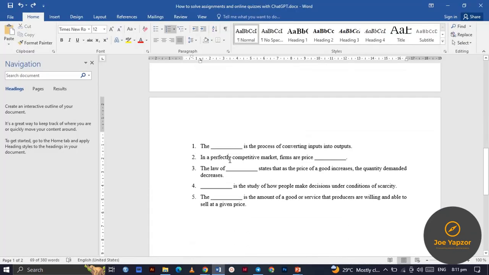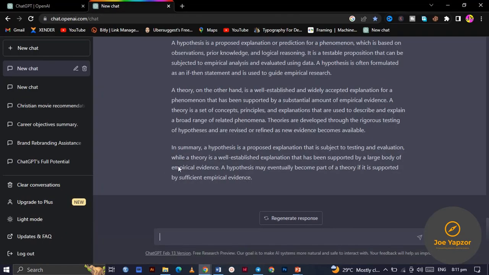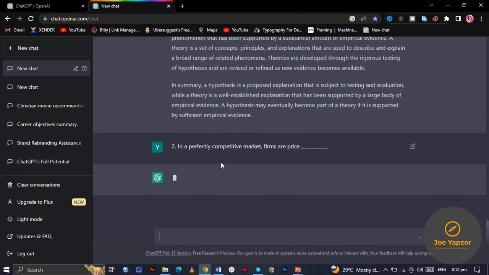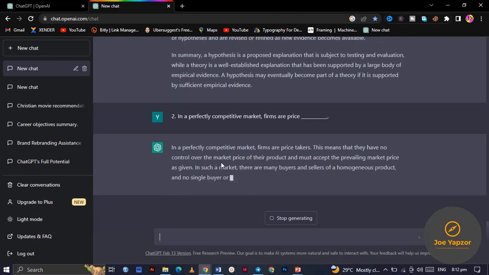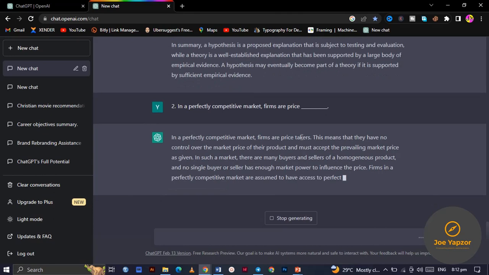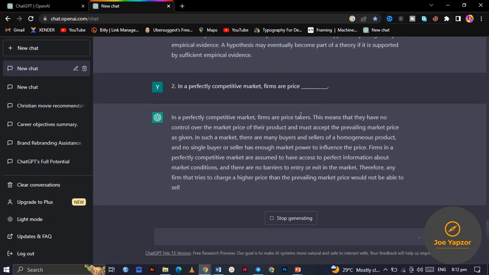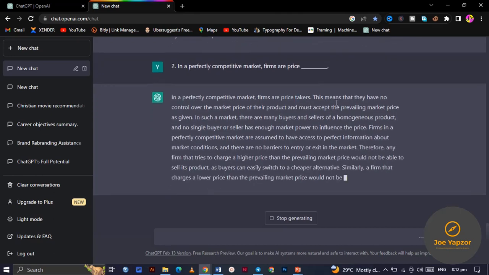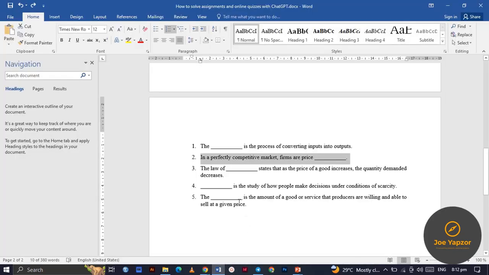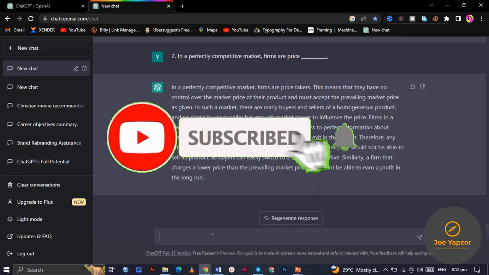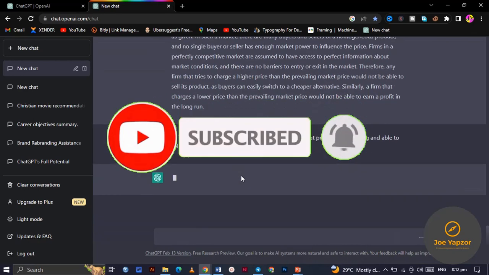And when it comes to filling in the blank, I'll just leave in the fill-in question and see what it does. In a perfect competitive market, firms are price takers, and that's the answer right here. So in a competitive market, firms are price takers, and it goes ahead to even explain to you what that means, and this makes it very good and something that you can actually use for your assignment. You don't need to struggle a lot in doing assignments nowadays. I'll give a caution probably after the video, and let's see how it goes.